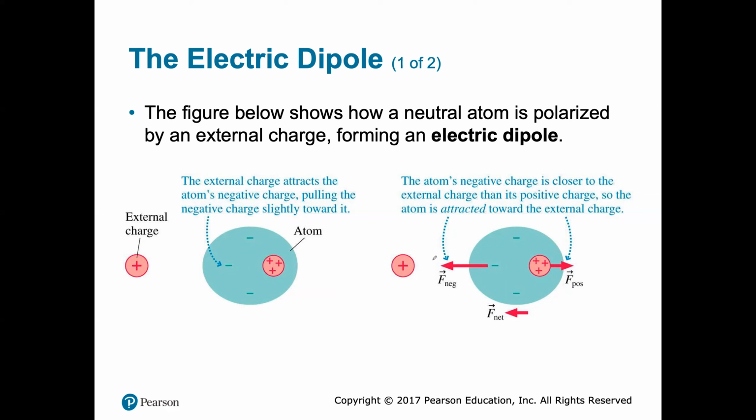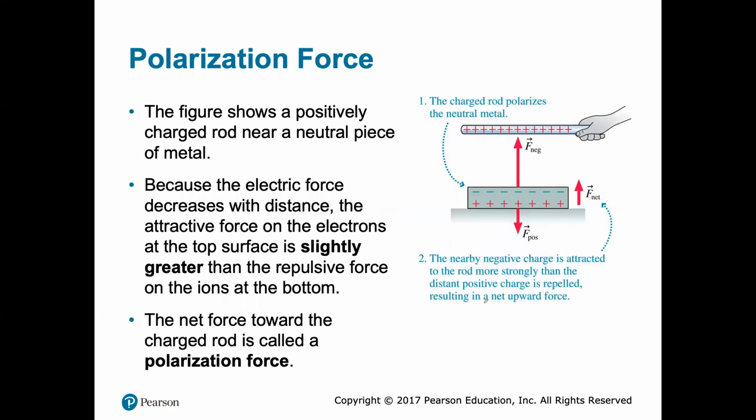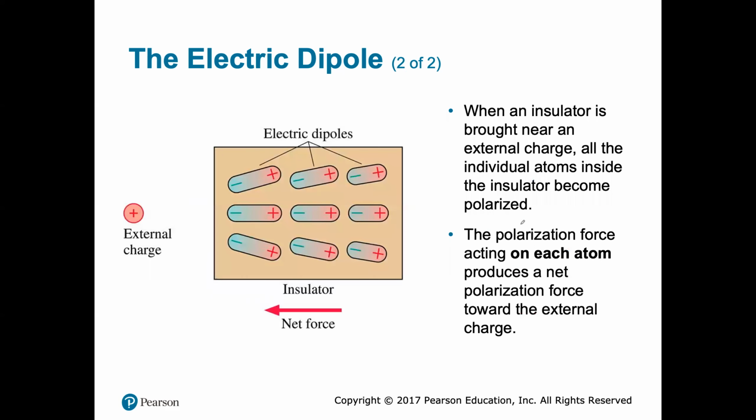Similarly, the force between positive charge and negative charge is greater than the force between positive charge and positive charge. Then the net force will be an attractive force, similar to the case of a small piece of object. And if you have, let's say, a strong external charge and an insulator, you will similarly have a net force, which is an attractive force.